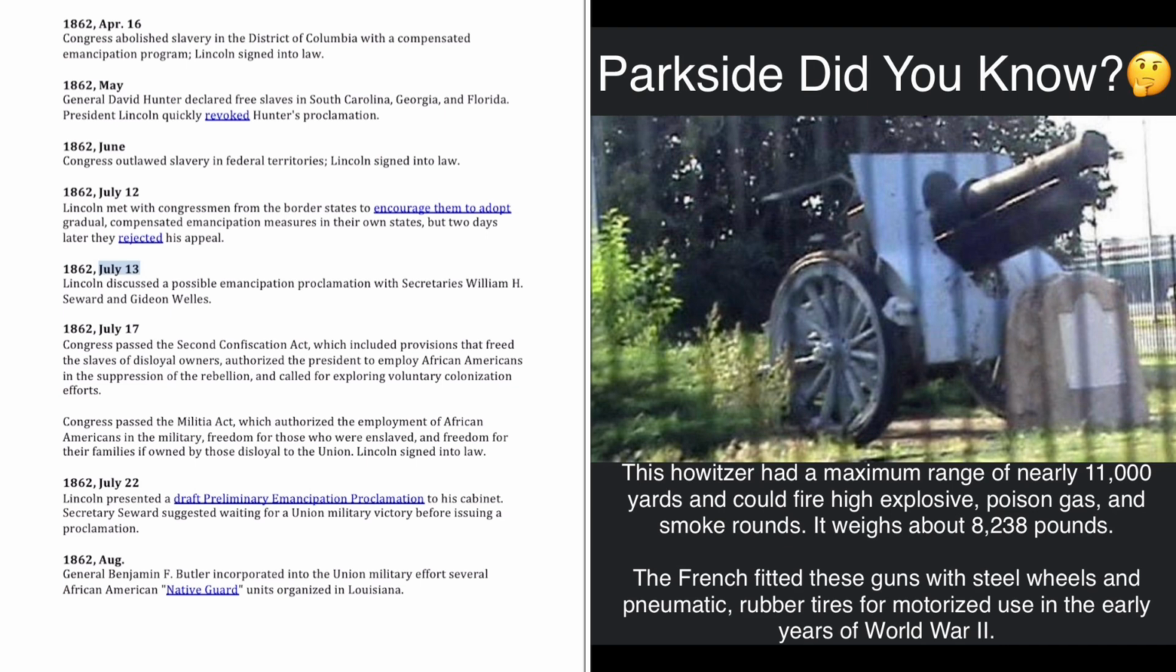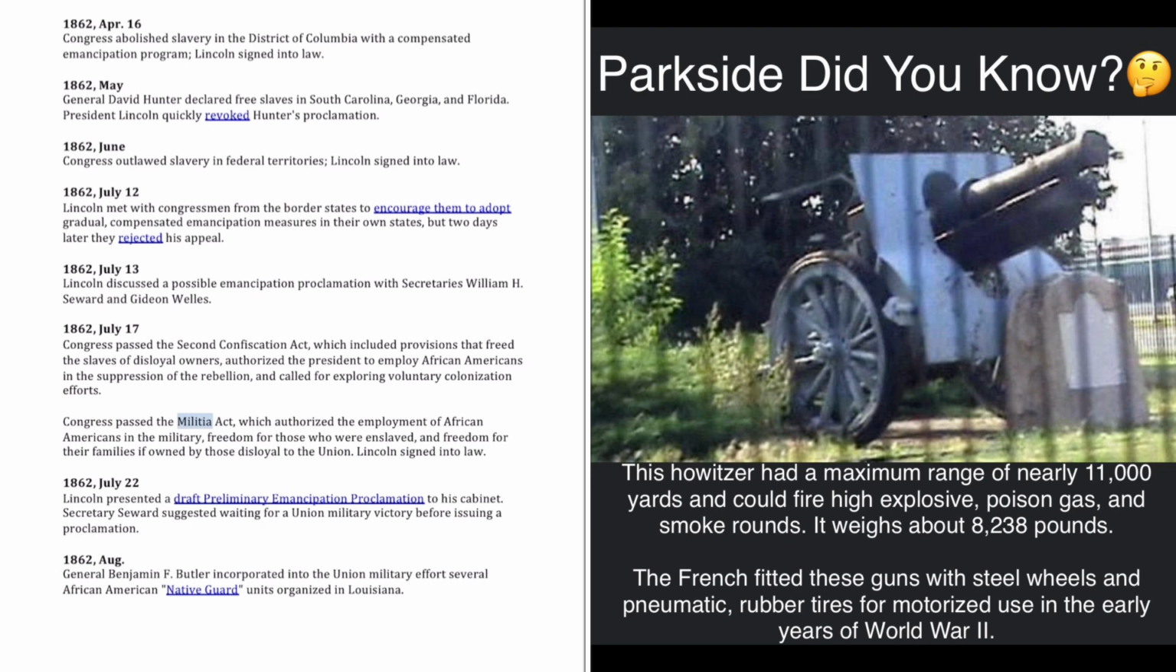1862, July 13. Lincoln discussed a possible emancipation proclamation with Secretaries William H. Seward and Gideon Welles. 1862, July 17. Congress passed the Second Confiscation Act, which included provisions that freed the slaves of disloyal owners, authorized the President to employ African Americans in the suppression of the rebellion, and called for exploring voluntary colonization efforts.